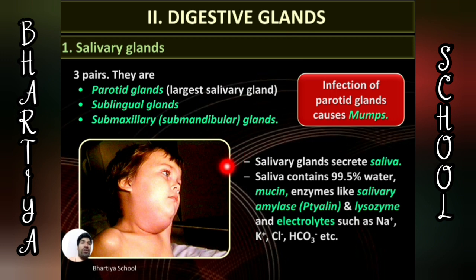Next, what is the function of the salivary gland? The main function of the salivary gland is to secrete saliva. And what is the composition of saliva? Saliva basically contains 99.5% water and mucin and enzymes like salivary amylase, which is also known as ptyalin, and lysozyme, and some electrolytes are present such as sodium, potassium and chlorine, etc. Salivary amylase enzyme helps in digestion of carbohydrate, and lysozyme kills the microbes present in the food in our buccal cavity or oral cavity.